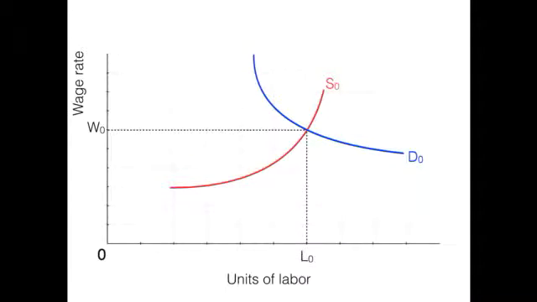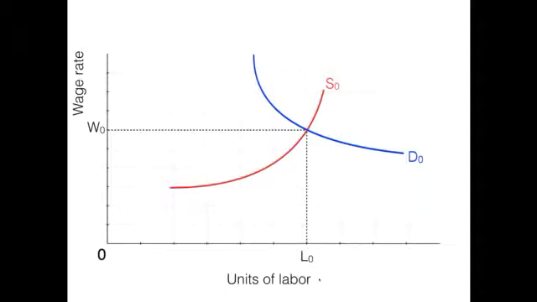So we're going to take a look here, and we can see that again we have a market in equilibrium, and this is the labor market, and we're looking at the equilibrium wage rate, the price of labor, and the units of labor that are supplied and demanded at that equilibrium price of W0. So here we are in equilibrium. It's where the supply and demand curves intersect one another, and that gives us an equilibrium wage of W0 and the units of labor in equilibrium of L0.